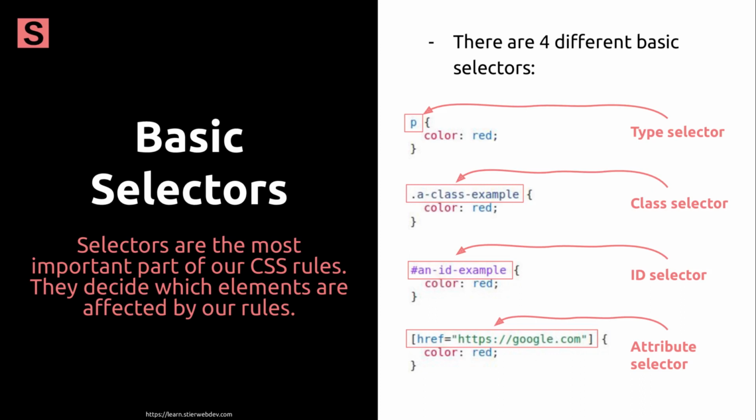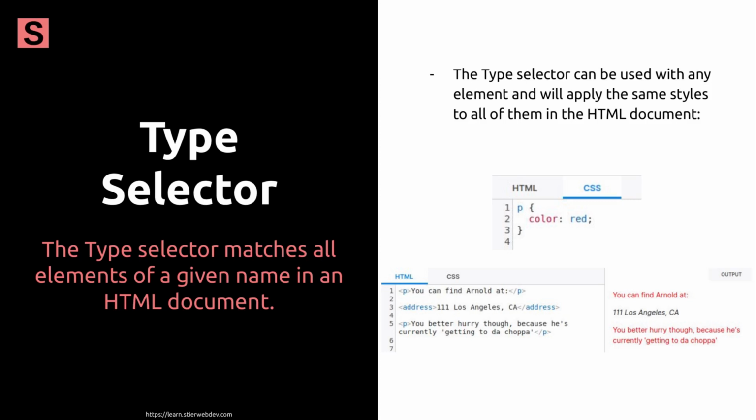In later lessons, we'll see that we can use different combinations of these selectors together, but for now we're going to learn them one at a time. The type selector matches all elements of a given name in an HTML document. It's pretty simple and can be used with any element. Flip over to Replit and let's try it out.